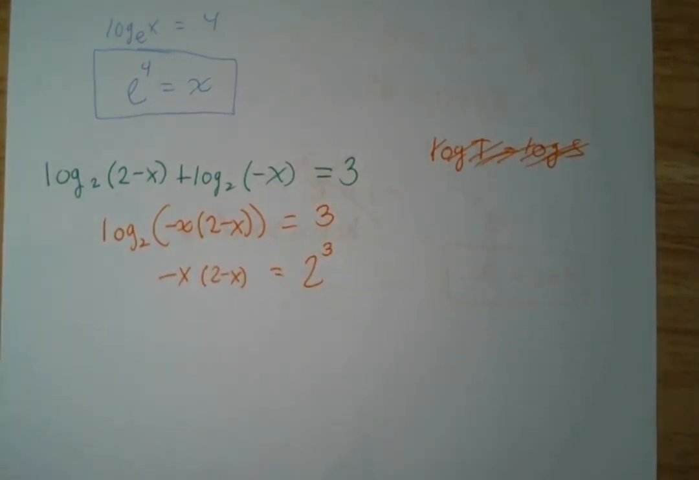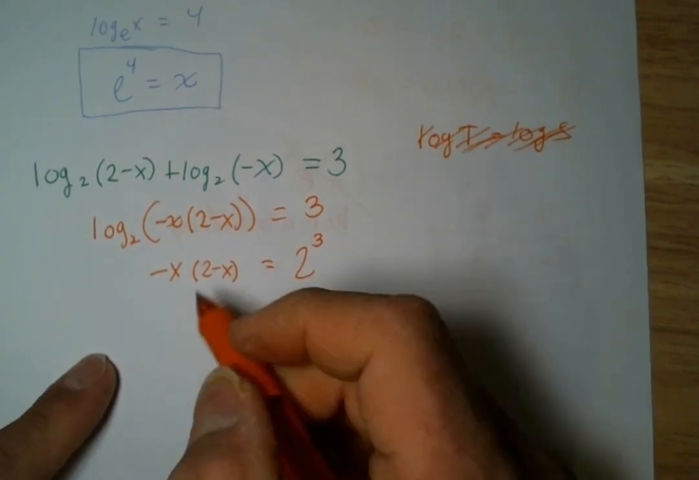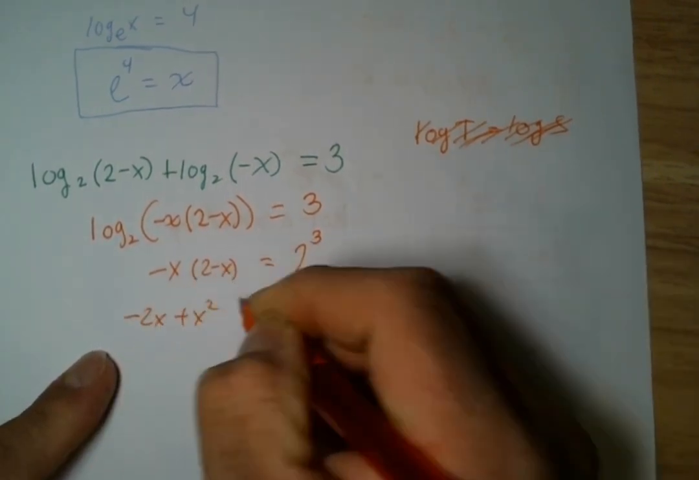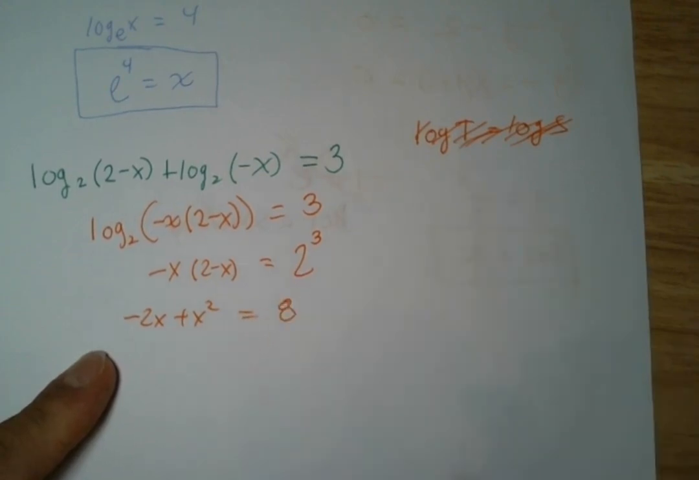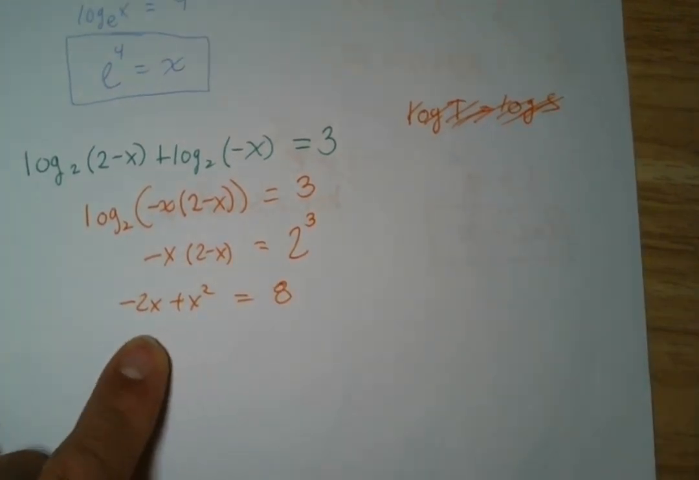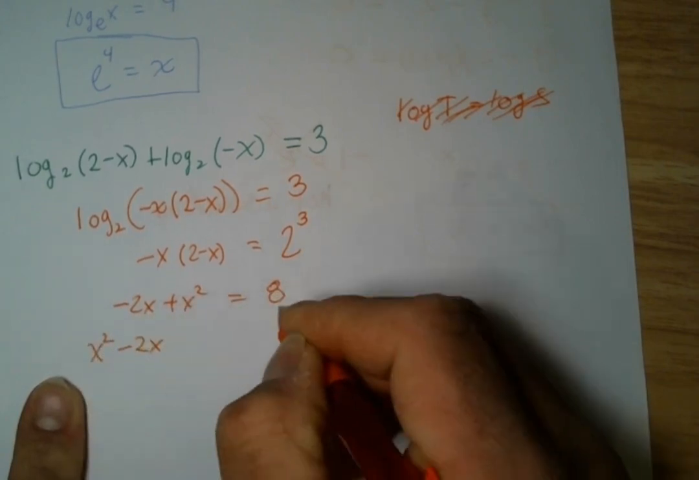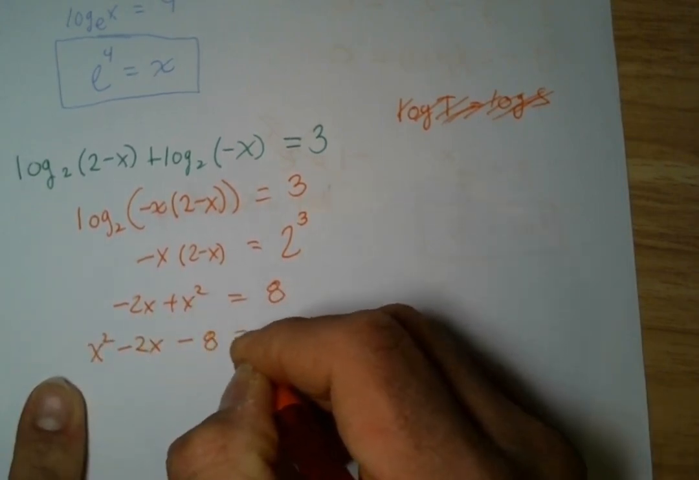Okay, so now let's start by distributing. Looks like we have a quadratic, so I'm going to set this equal to 0. So we'll have x squared minus 2x. I'll bring the 8 to the other side.